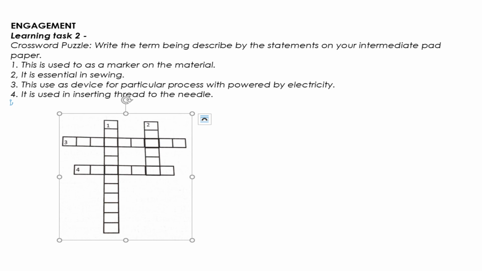Next, number 2, it is essential in sewing. Number 3, this is a device for a particular process powered by electricity. 4, it is used in inserting thread to the needle. Inserting thread to the needle, ano ba yun?